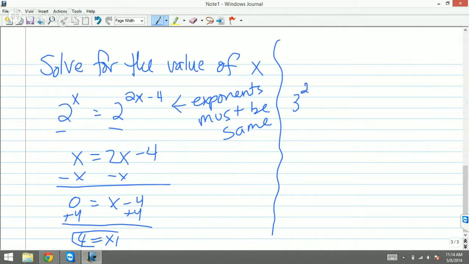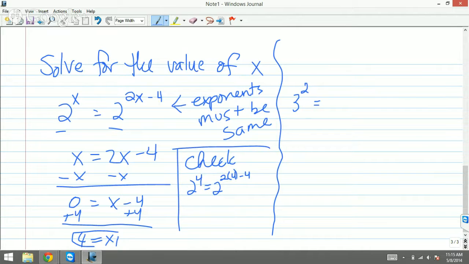Wait, wait. It's like 4. What? Oh my God. So if I plug 4 in, does that work? No. 2 to the 4th. That's what I was trying to say. Yes, it works. My bad. I'm going to go crawl in my hole now.